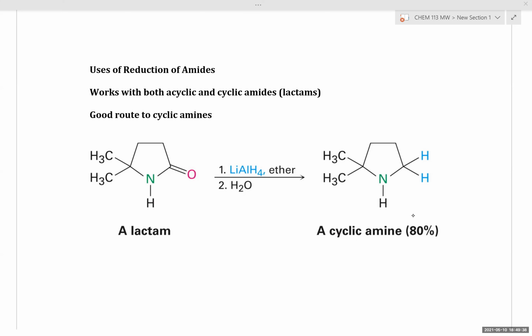Does everyone see how the reduction of amides allows us to prepare amines that would be quite difficult to make otherwise? Does everyone see the utility of this method and how it allows us to prepare relatively complicated amines quite readily?